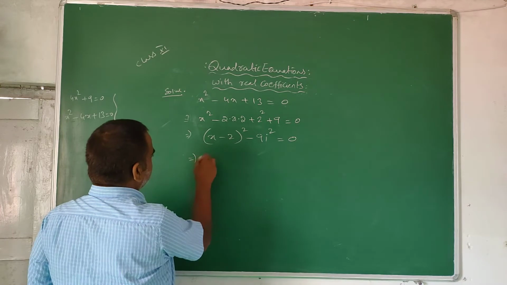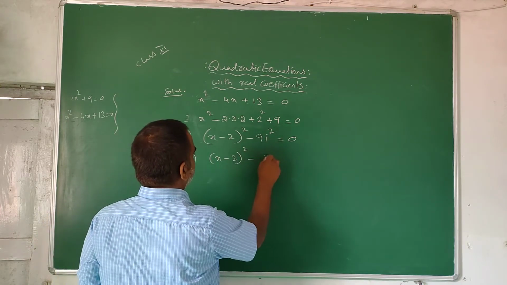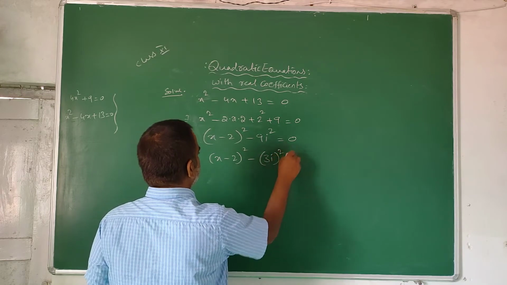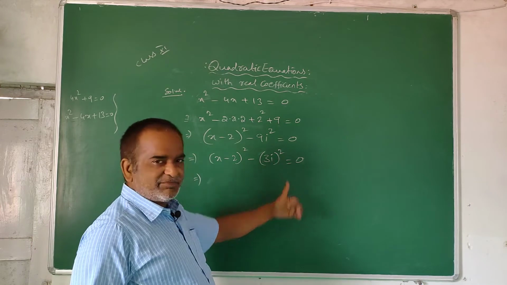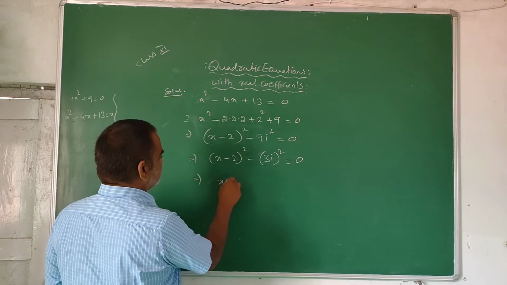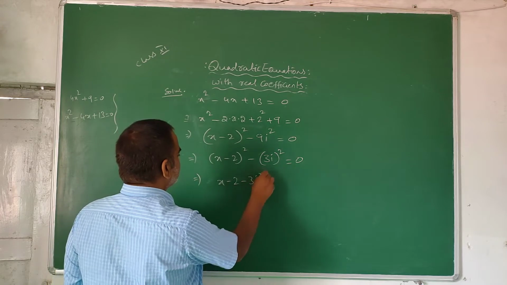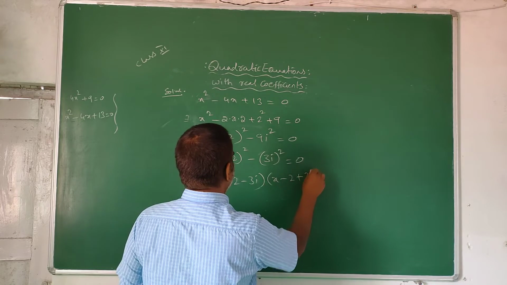So this implies (x minus 2) the whole square minus 9i square, which is (3i) the whole square, is equal to 0. Now this is the form of a square minus b square, which is (a minus b) into (a plus b). So (x minus 2 minus 3i) into (x minus 2 plus 3i) is equal to 0.